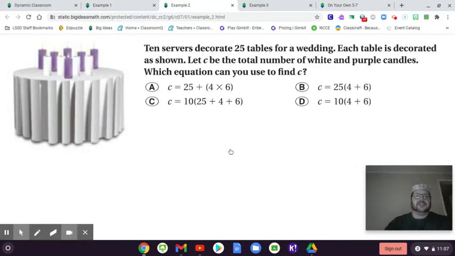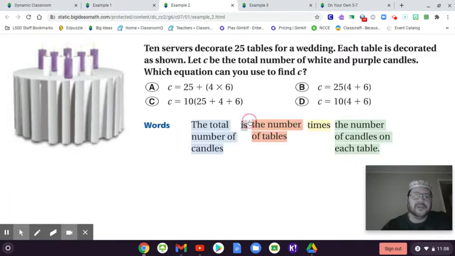All right, next example. So here's a story problem. We have 6 purple candles and 4 white candles on top of this table. 10 servers decorate 25 tables identically for this wedding. Each table is decorated as shown in the picture. Let C be the total number of white and purple candles. So C is the number of candles total. Which equation can you use to find C? If you said B, you are correct.